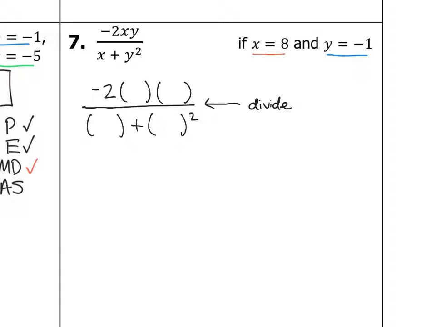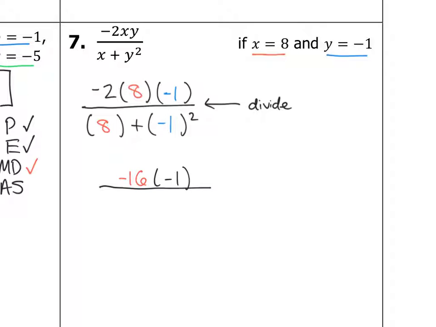So I need to substitute in an 8 where I saw an x here and here, and then a negative 1 for y here and here. So I'm going to simplify the numerator and the denominator separately. The only operation in my numerator is multiplication, and so I can do negative 2 times 8, which is negative 16. But then I'm going to take that times negative 1 in the next step.